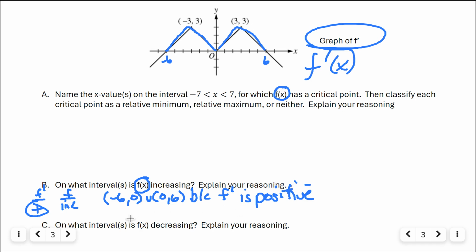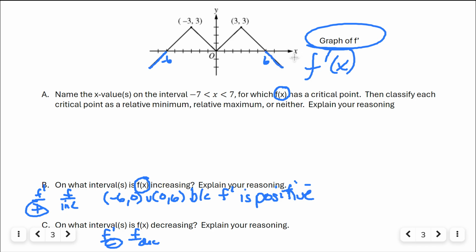On what intervals is f decreasing? Now I want to know where f is decreasing. So I want f to be decreasing. What do I know about f prime? f prime has to be negative, right? So where is f prime below the x-axis? From there to there, and then from there to there.